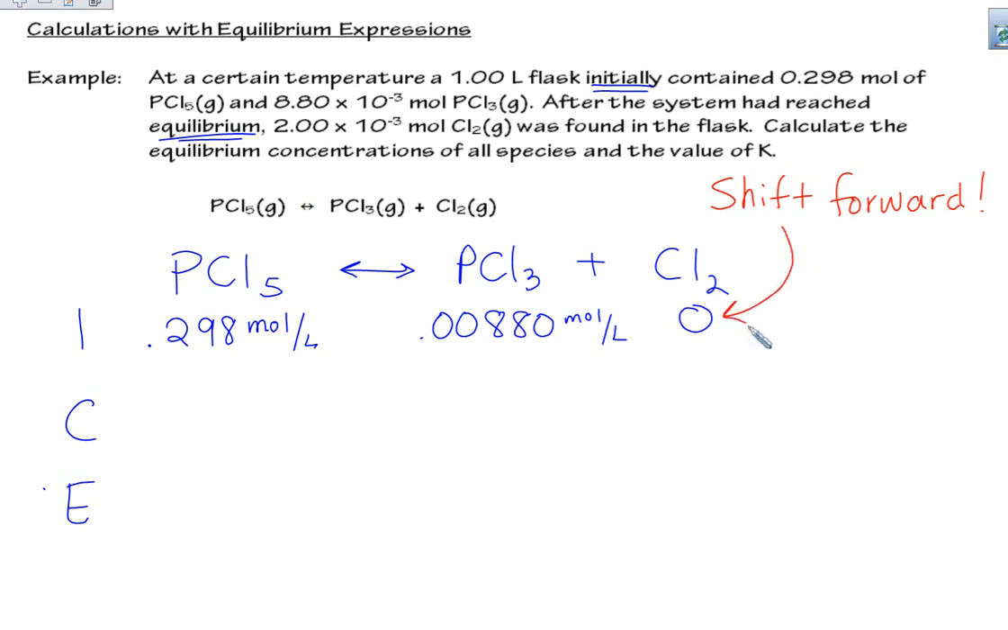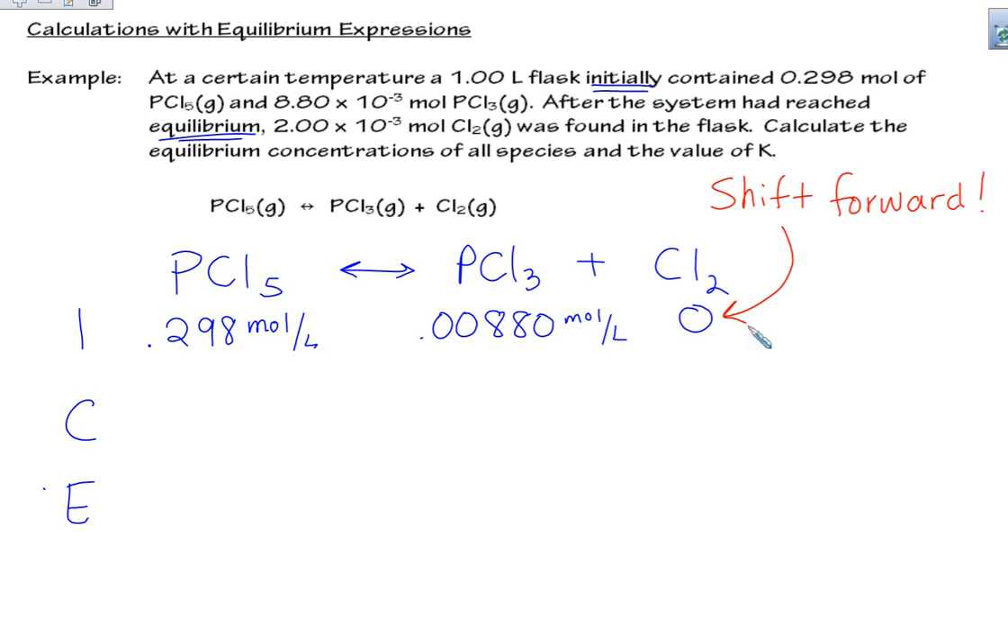Because of this. At equilibrium, you can't have any zeros. If this thing is going forward and reverse, you can't have any zeros. I mean, if we're going forward, we're going to make some chlorine. So we have to shift forward. You can always do that. If there's a 0, you'll always shift in the direction of the 0. Now, the only bummer here is that I don't really know by how much to shift. How far forward do I need to go until I hit equilibrium?